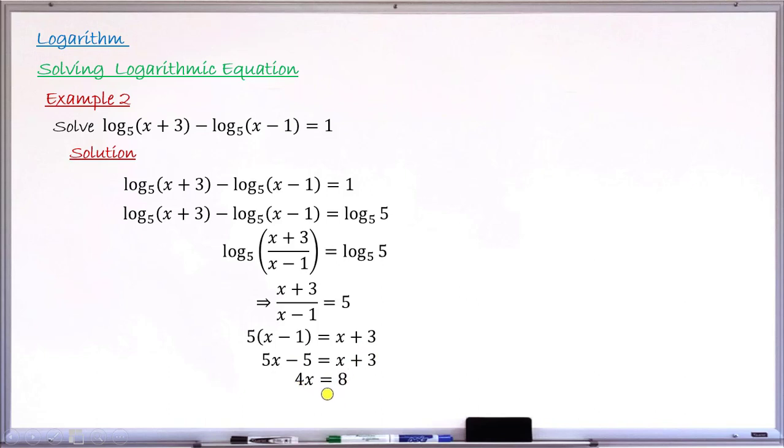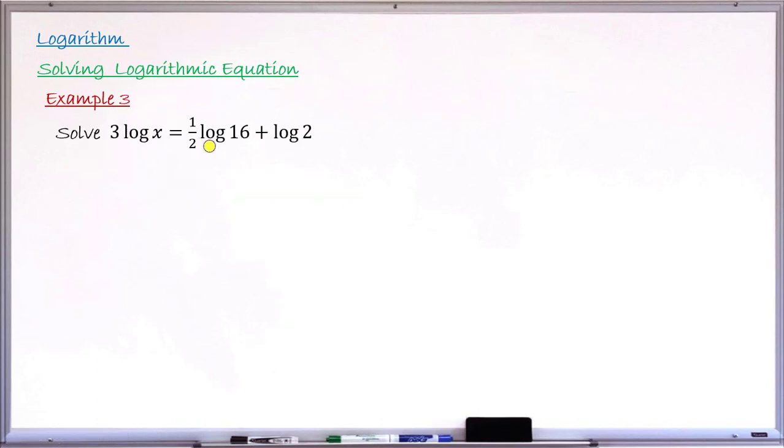And divide both sides by 4. That gives you x equals 2. So this is now the solution to this very equation. Let me just move on and take one last example. The example says: solve this very equation.